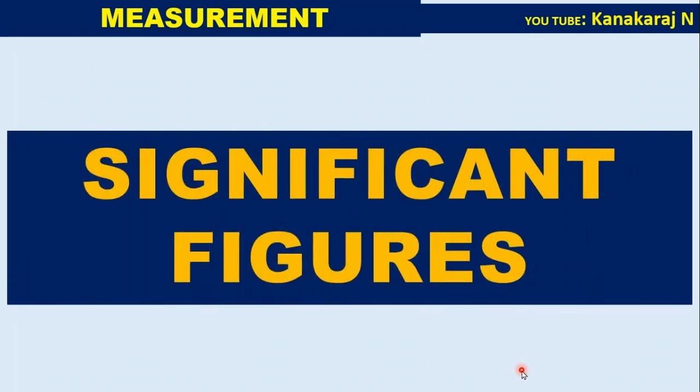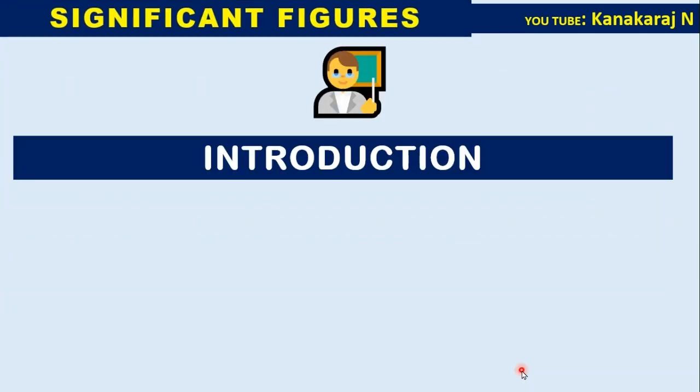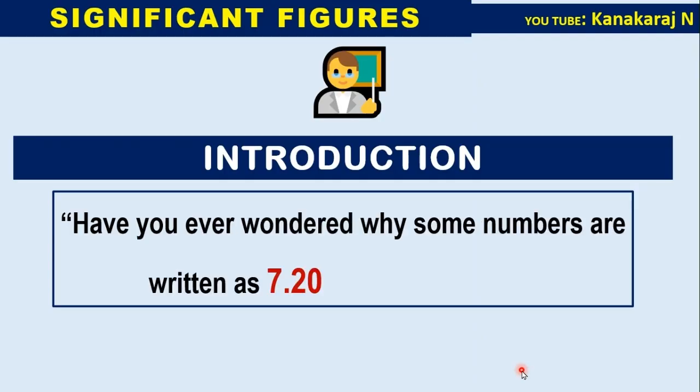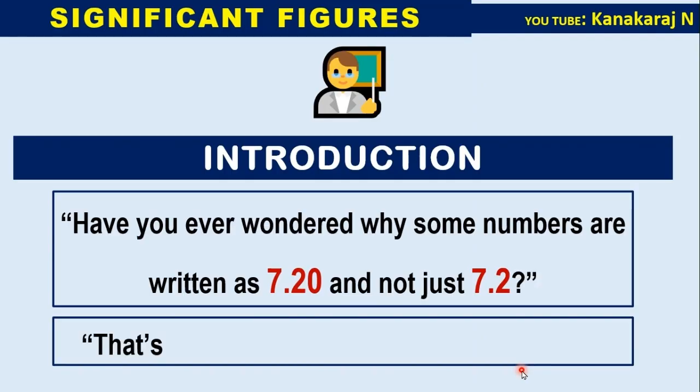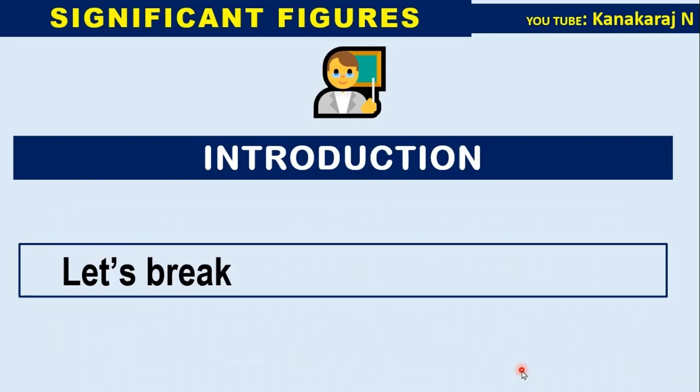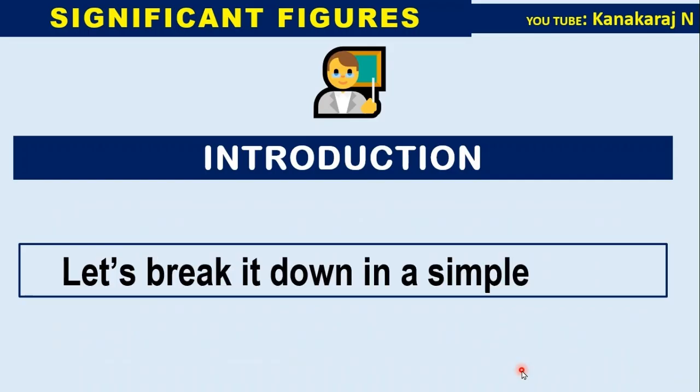Significant figures. Introduction. Have you ever wondered why some numbers are written as 7.20 and not just 7.2? That's because of significant figures. Let's break it down in simple steps.